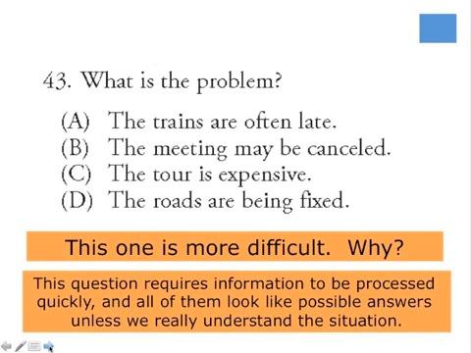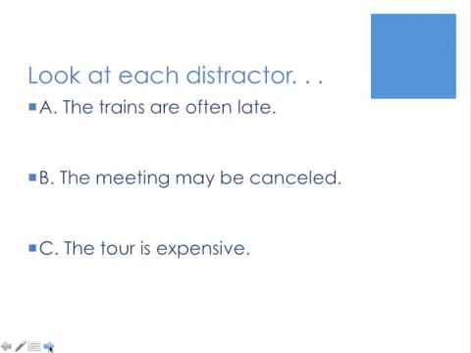But why is this one a little more difficult? Well, first off, we have to process a lot of information and do it quickly. And as we said before, there are a lot of answer choices that have some similar or partially correct information. Now, let's break down the distractors and see where the tricks can be.